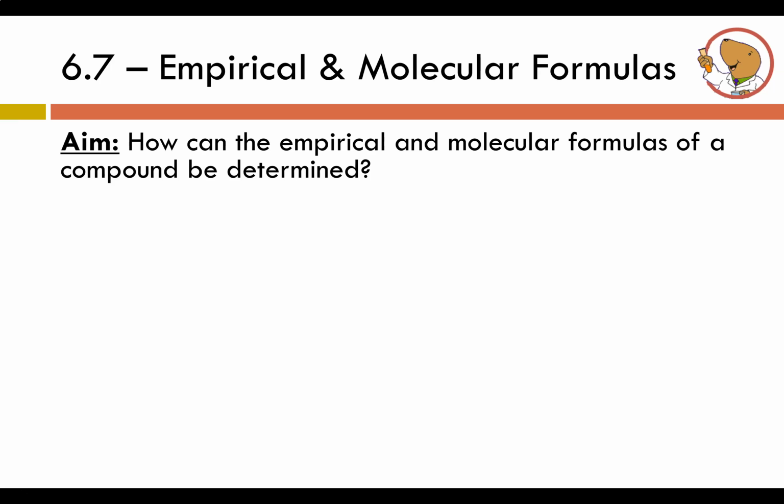In this lesson, we're really going to talk about how to determine both empirical and molecular formulas. It's going to be pretty closely tied to lesson 6.3, when we talked about percent composition by mass. In order to find the empirical formula, we'll use percent composition by mass data, kind of work in the opposite direction.